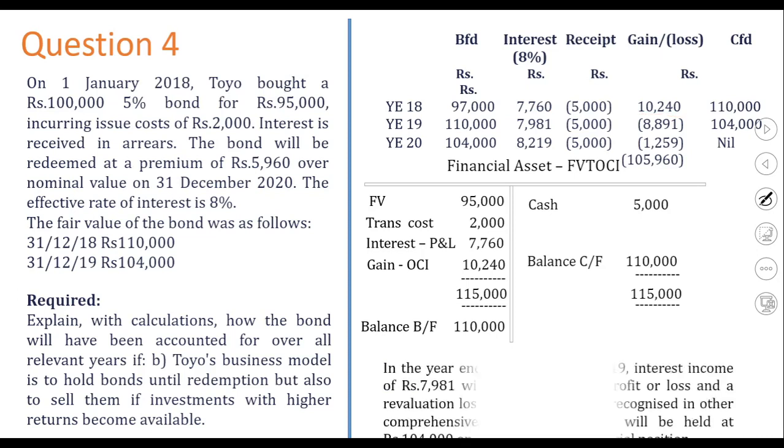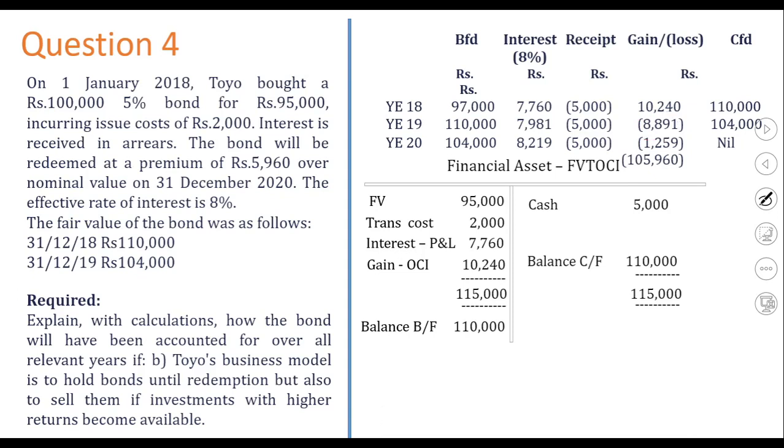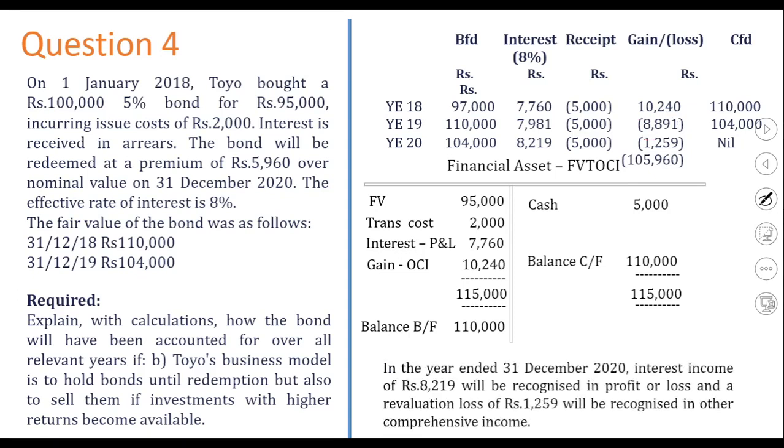And in the second year, what will happen? You will charge 7,981 to the P&L, and a revaluation loss, the fair value loss of 8,891, and your closing balance will be 104,000. And in year 3, your interest income will be 8,290, and you recognize a fair value loss of 1,259 in the other comprehensive income.